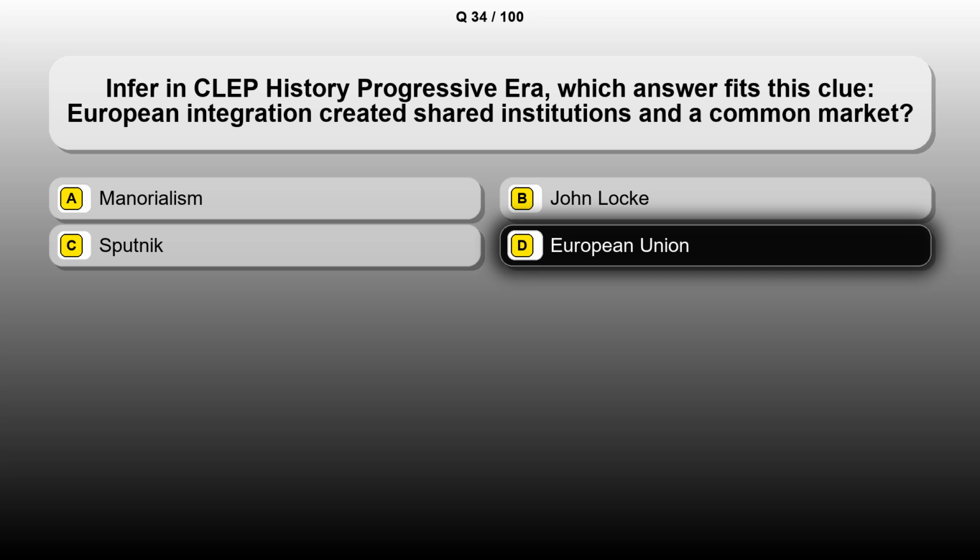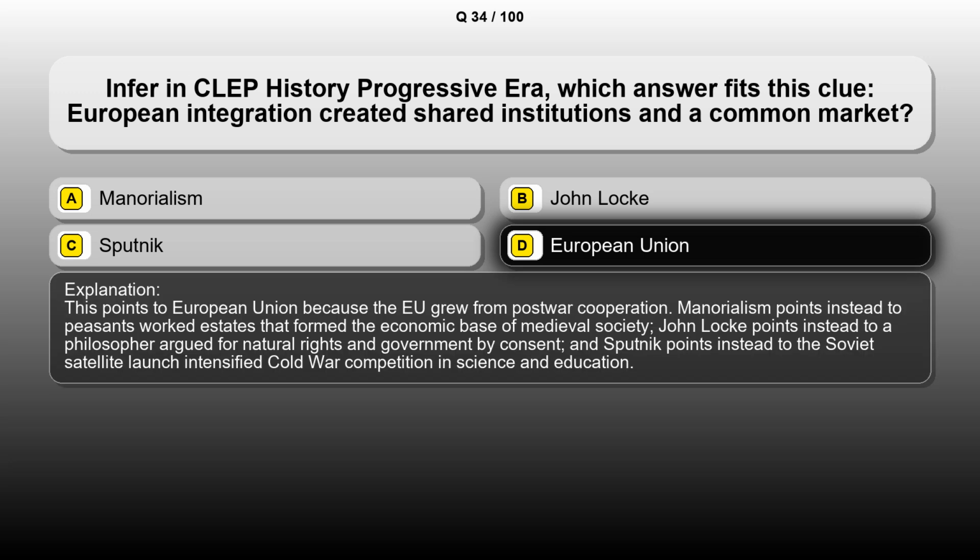The correct answer is option D, European Union. This points to European Union because the EU grew from post-war cooperation. Monorealism points instead to peasants' worked estates that formed the economic base of medieval society. John Locke points instead to a philosopher argued for natural rights and government by consent. And Sputnik points instead to the Soviet satellite launch intensified Cold War competition in science and education.